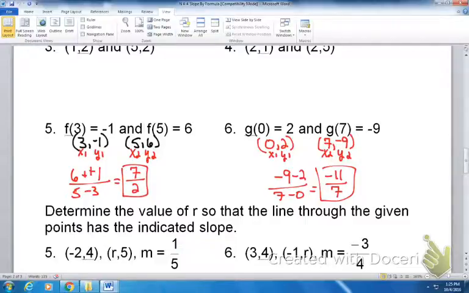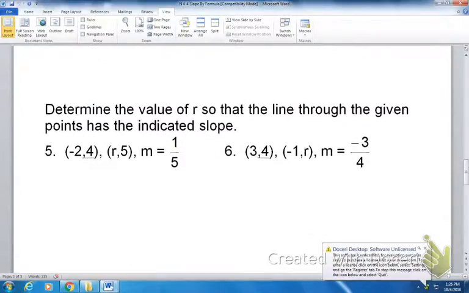So, guys, those are not hard problems, and they will be on the STAR test. This is very important because soon we'll be writing equations from 2 points, and finding slope is just about the most important thing you can do on there. Let's go ahead and look at the last 2. These are a little trickier.